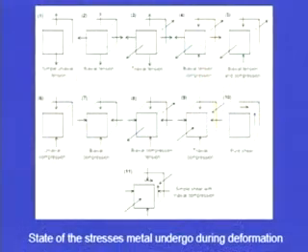Now, as we have seen, the metal is pressed under suitable pressures and we get the desired shape. So, when we press, the metal undergoes different types of stresses. This diagram shows the different types of stresses a block of metal can undergo.